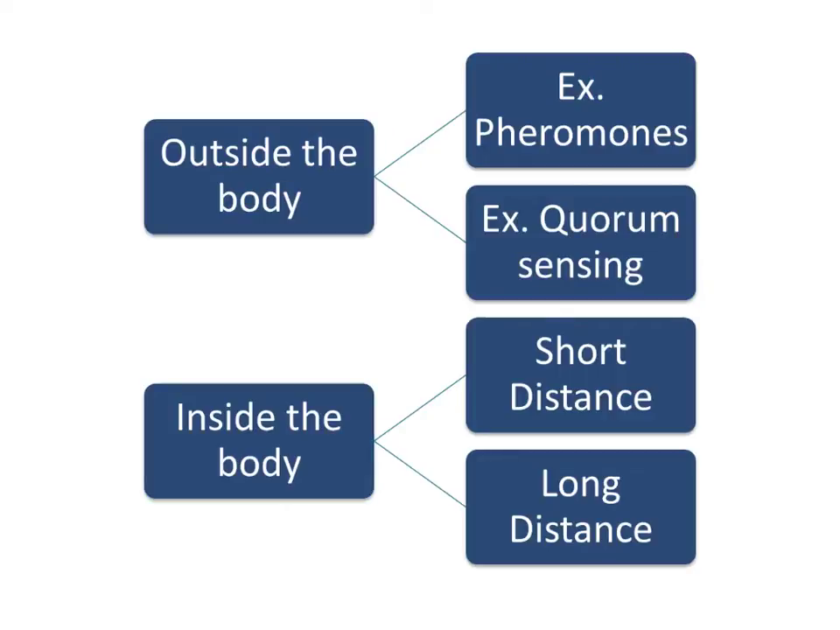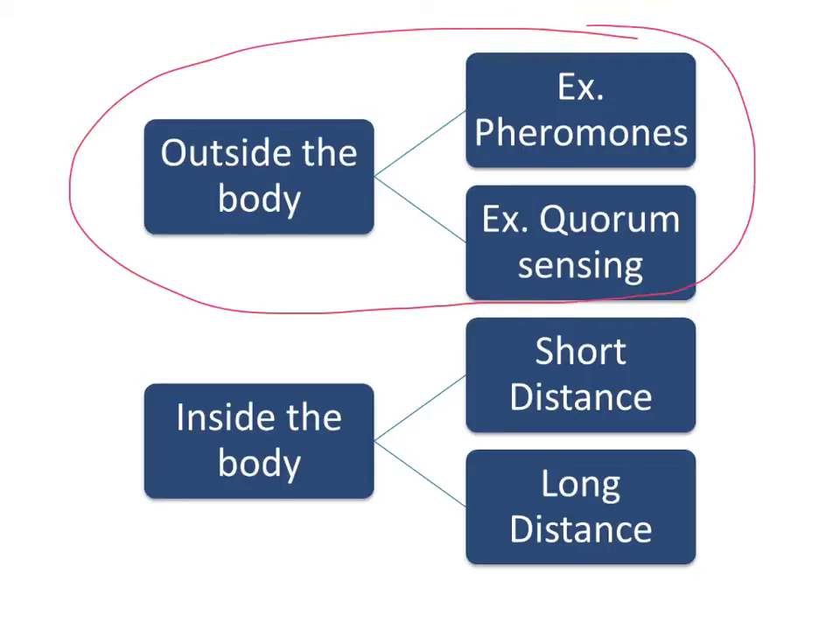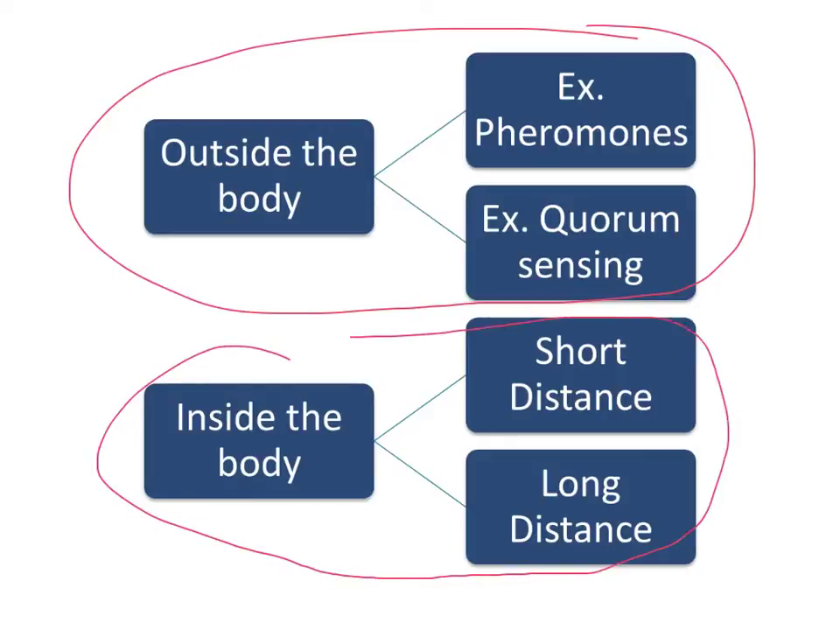So cells can communicate both inside and outside of the body. Some examples of cell communication outside of the body would be pheromones and quorum sensing. We're going to talk about each one of those individually. And then some examples of cell communication inside of the body would be short distance communication, like we talked briefly about paracrine communication. We're also going to talk about autocrine communication, and then endocrine communication, or the long distance communication with the hormones. So let's talk about each one of these individually.